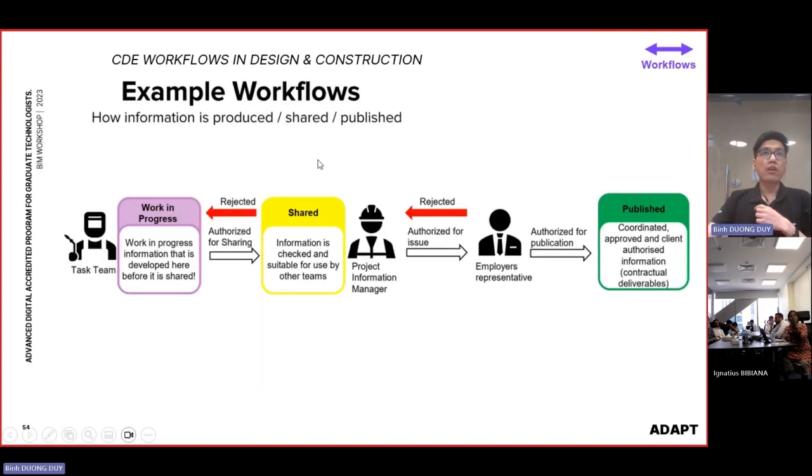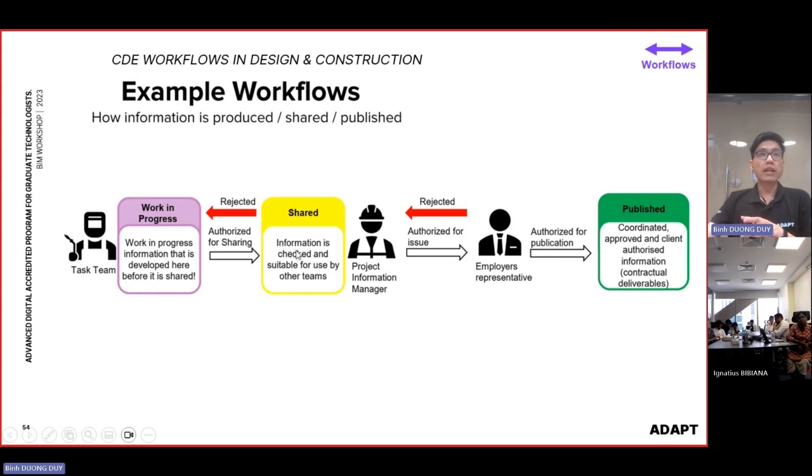So this is one example workflow. The task team will be any design team. They're going to work in the work-in-progress space, the WIP. After they finish some work, they're going to authorize it for sharing, meaning share it into another space for sharing.